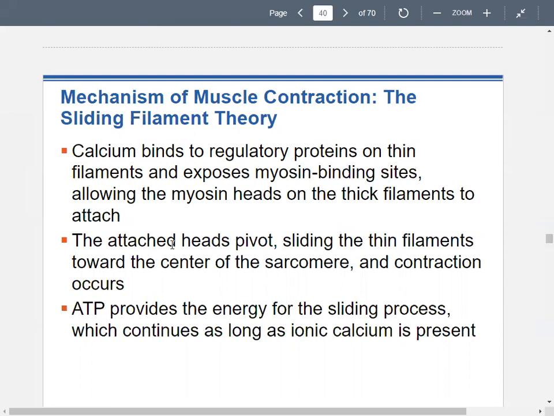When that happens, the myosin heads do what's called a pivot. And it slides the actin, the thin filaments, toward the center of the sarcomere. It allows the sarcomere to shorten. You get a contraction. And this happens because of ATP. You use energy to do it. So you need ATP and you need calcium ions.